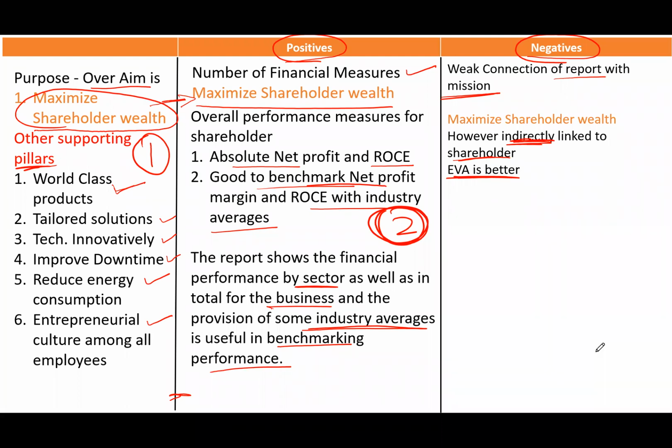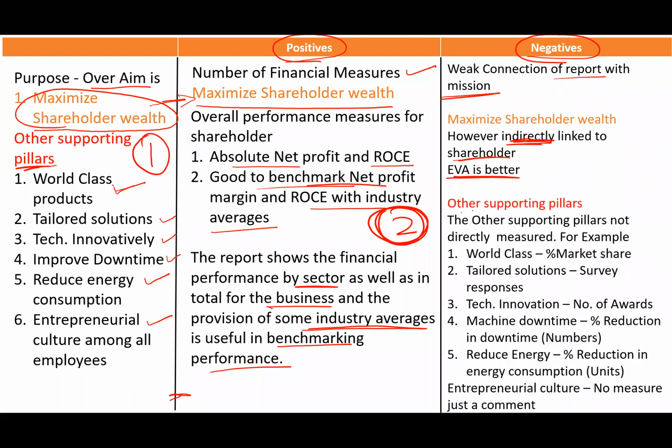So what we'll write here, let's see. Other supporting pillars. I'm talking about these ones now, okay? This is what I have to write at third, and this is what I have to write at fourth. So other supporting pillars not directly measured. For example, we can just write a few things as an example. Don't start giving suggestions, okay? This is just an example to give the idea that our evaluation is really good, just to give the idea to the examiner that actually we know what we are writing.